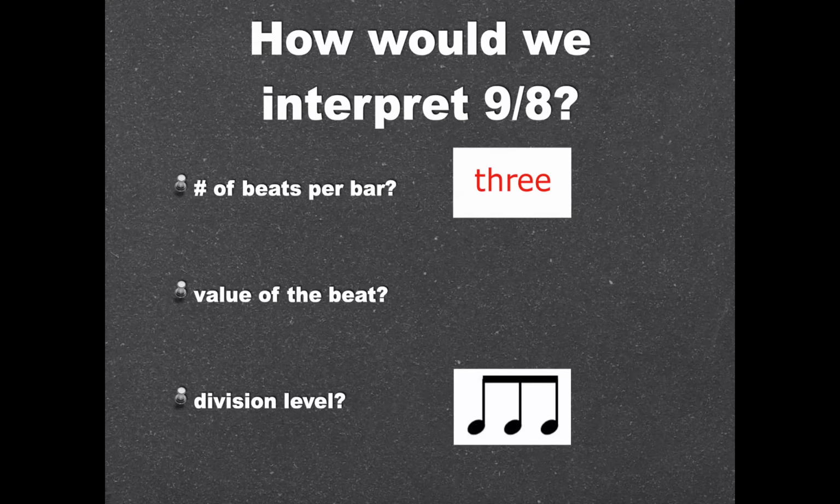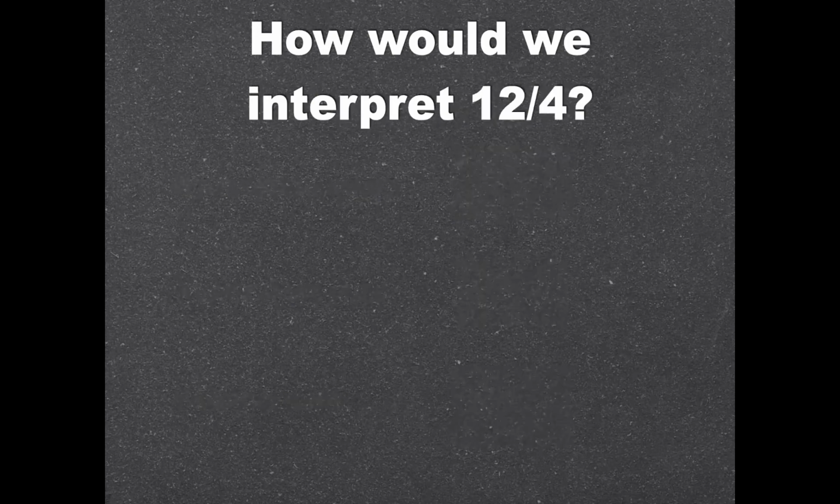Once you have that information, then you can determine the value of the beat. And it's going to be the single duration that is equivalent to the division level added up together. So what single duration is equivalent to 3 eighth notes? There is one answer, and that is the dotted quarter note. For all compound meters, your beat level will be a dotted value. Let's try 2 more examples.